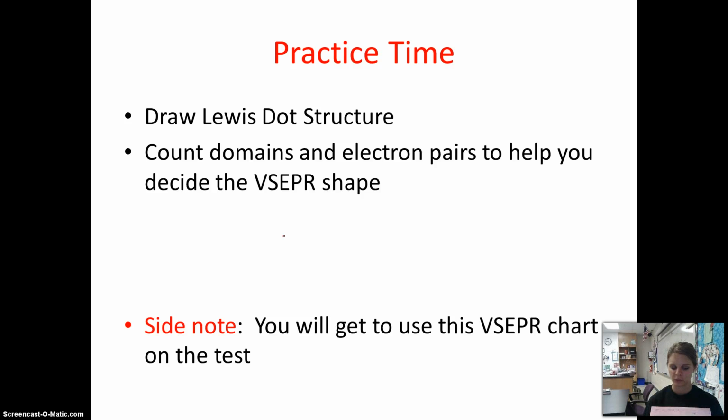As a side note, because you might be wondering, do I have to memorize this? No. You will get this VSEPR structure on the test. No problems. All right, good luck to you.